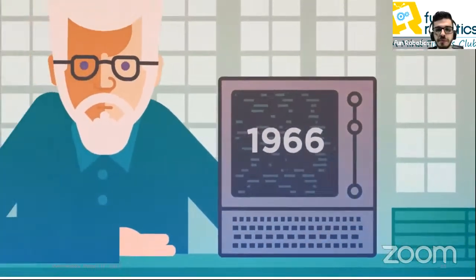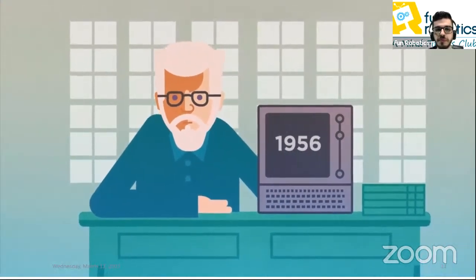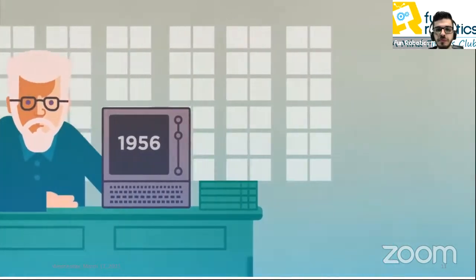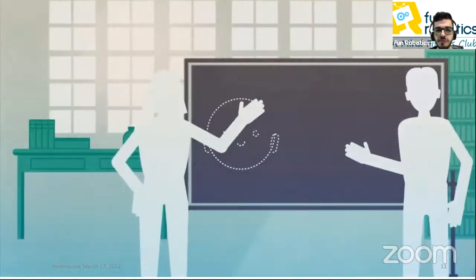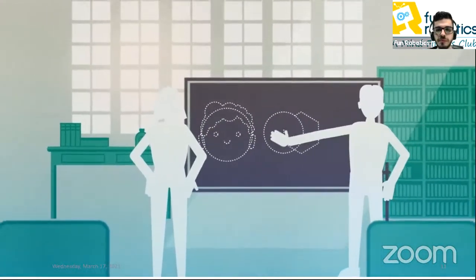The term artificial intelligence was first coined back in 1956 by Dartmouth professor John McCarthy. He called together a group of computer scientists and mathematicians to see if machines could learn like a young child does, using trial and error to develop formal reasoning.